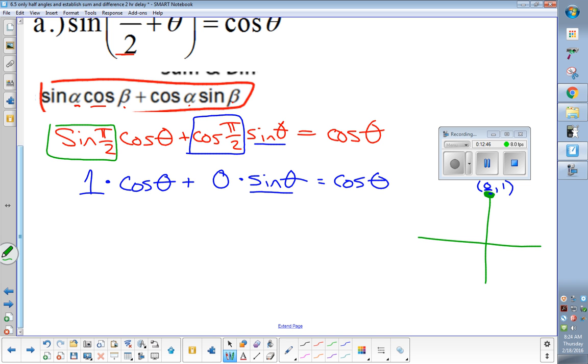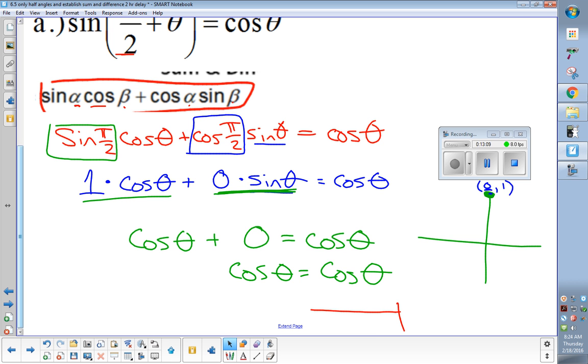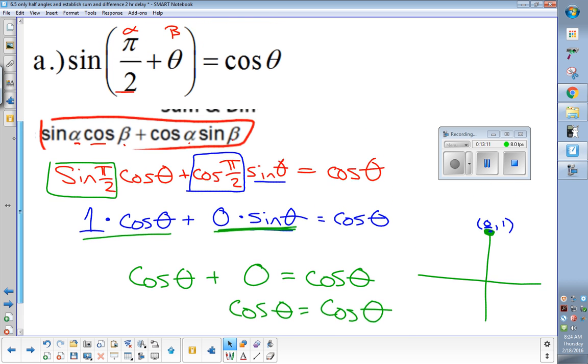So when we look at this problem, 1 times cosine, oh, that's easy. That's just cosine. Here, 0 times sine. Oh, if I multiply anything times 0, it's going to go away, so it's just 0. Cosine plus 0. That's just cosine equals cosine. Done.